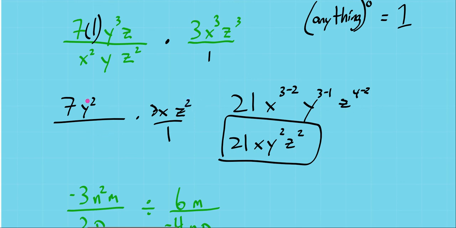And I've got a y squared on the top as well. So now I've got a 7, I've got a y squared, I've got a z squared, and I've got an x. I've also got a 3. Oops, I forgot to go times 3. 7 times 3, 21. That's a little bit better. It's the same result we had last time.